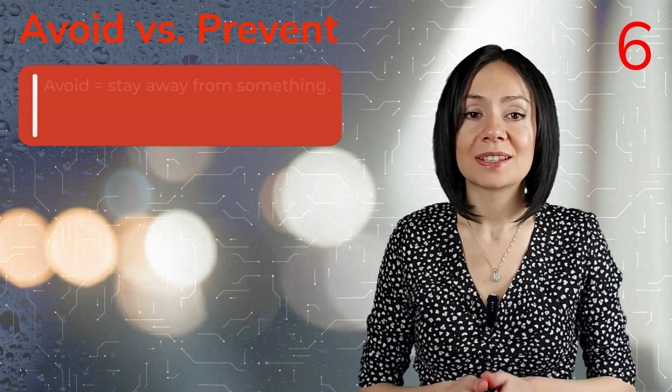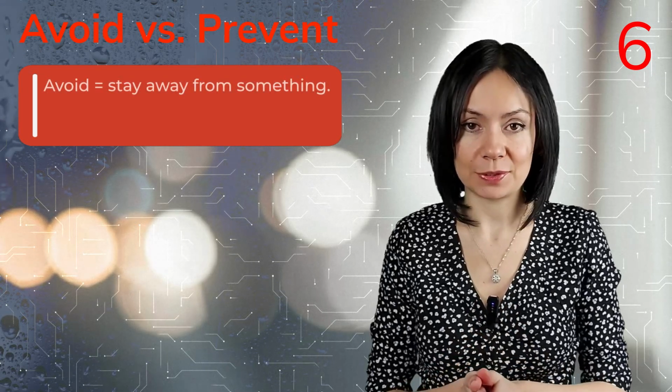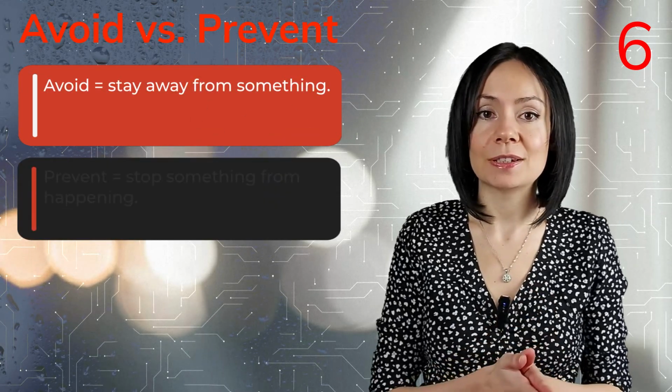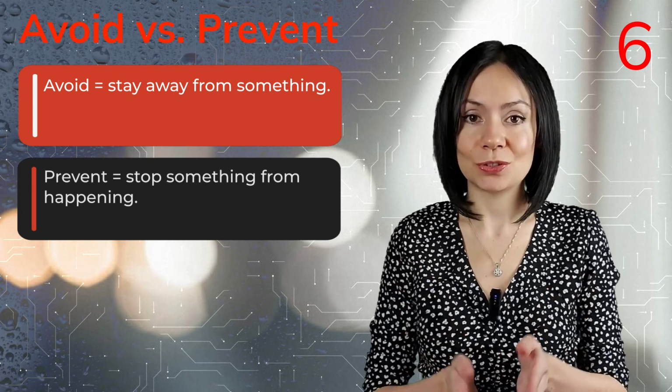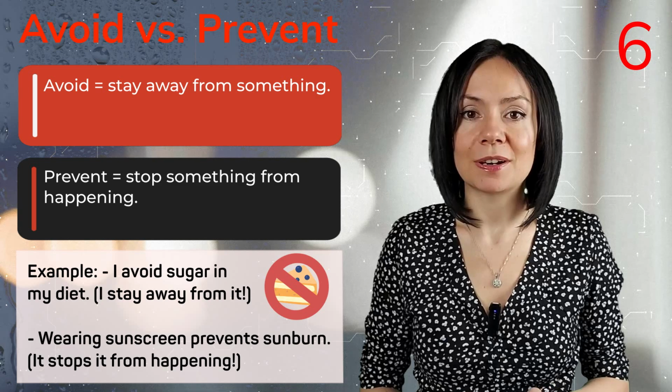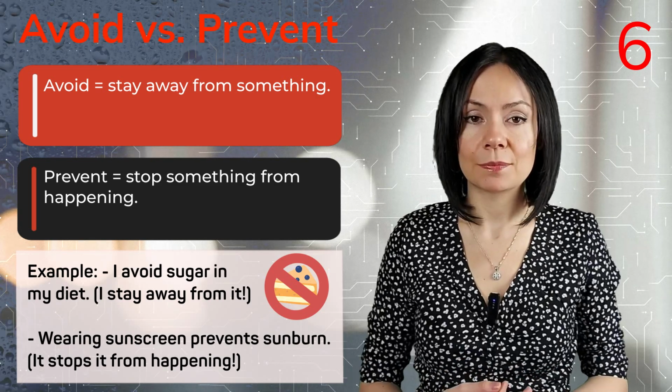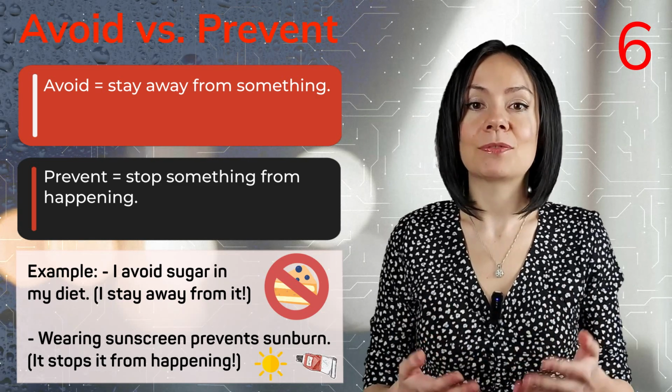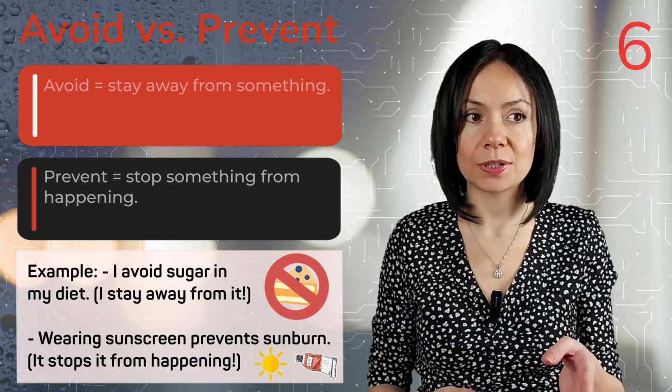Verb pair 6. Avoid versus prevent. To avoid signifies to stay away from something, whereas to prevent actually means to stop something from happening. I avoid sugar in my diet. That means I stay away from it. Wearing sunscreen prevents sunburn, so it stops it from happening.